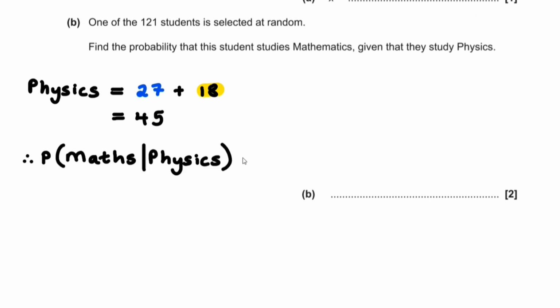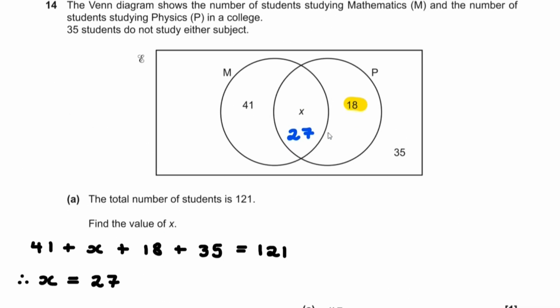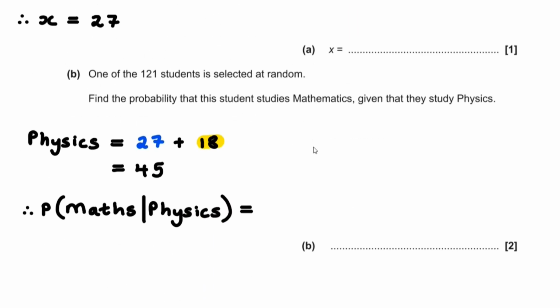So the probability of maths given physics, that's equal to, well, we've got 27 who study maths and physics, that's what x is, divided by 45, and if I work out what this is, I would end up with 3/5.